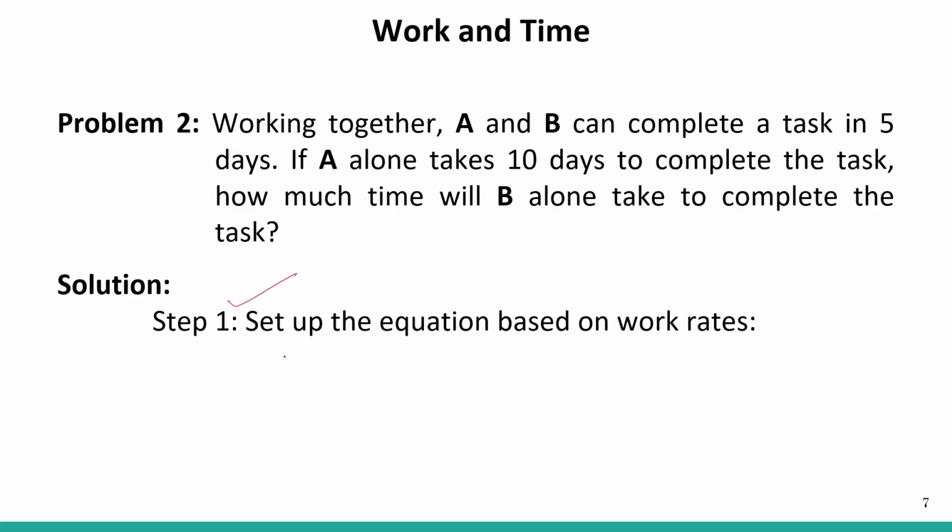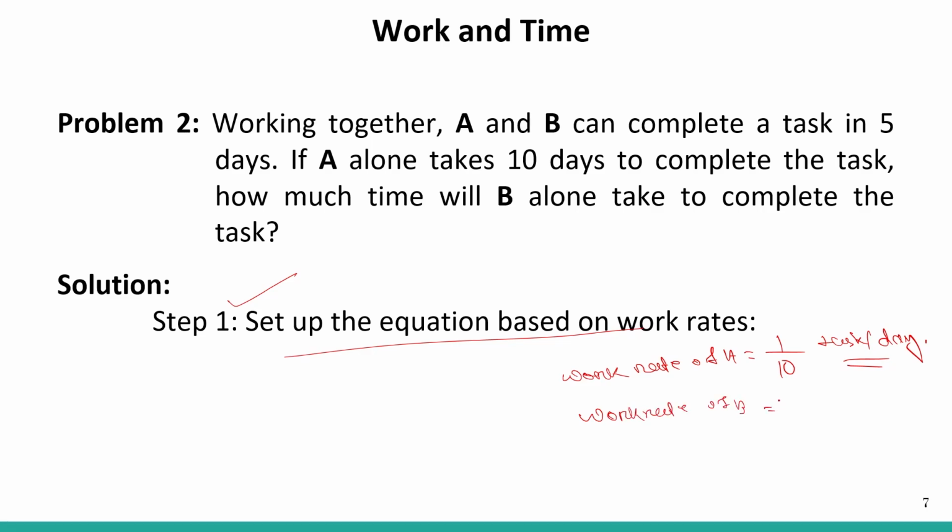So what we do is set up the equation based on our work rates. The work rate of A is equal to 1 by 10, that is 1 by the time, which is 10, this much task per day. So this is the work rate of A, and what will be the work rate of B? That is the unknown here. So the work rate of B is something we don't know till now, but we can evaluate it. Let's see how we can actually evaluate.